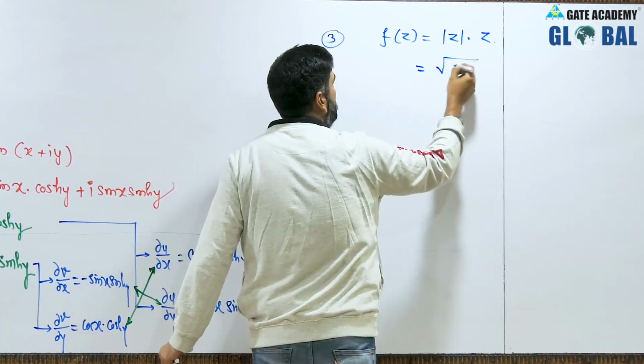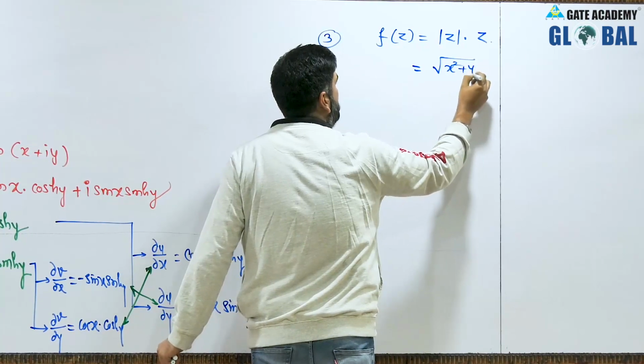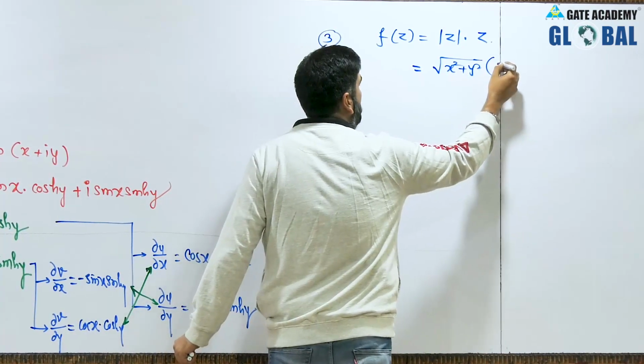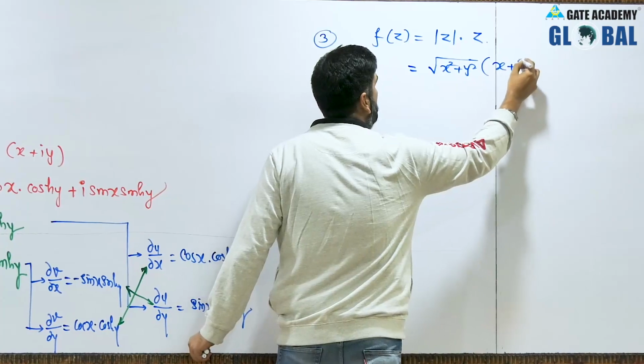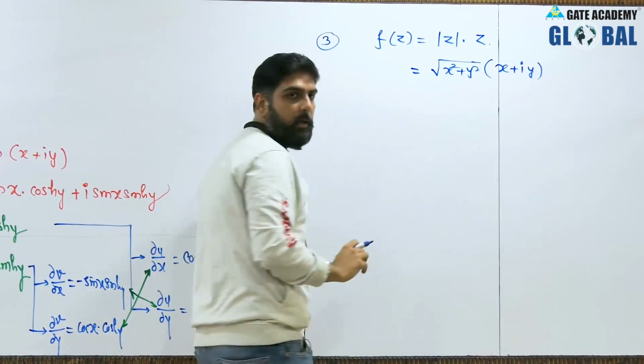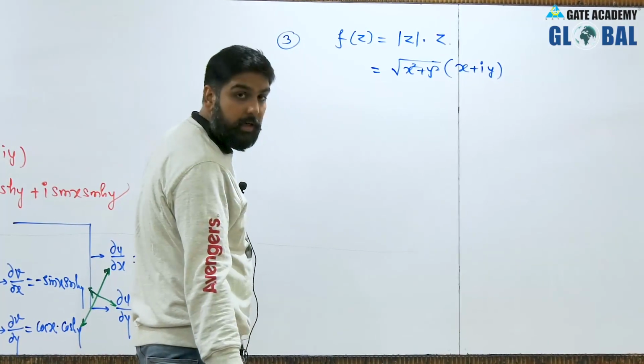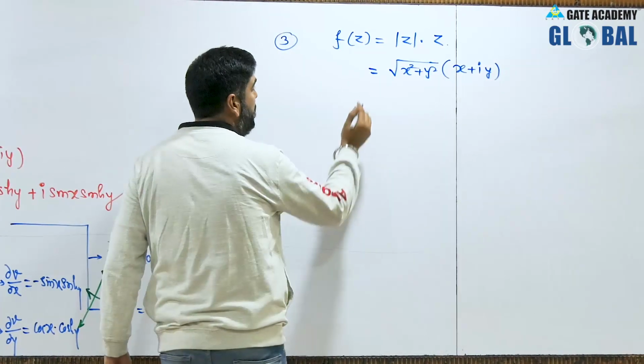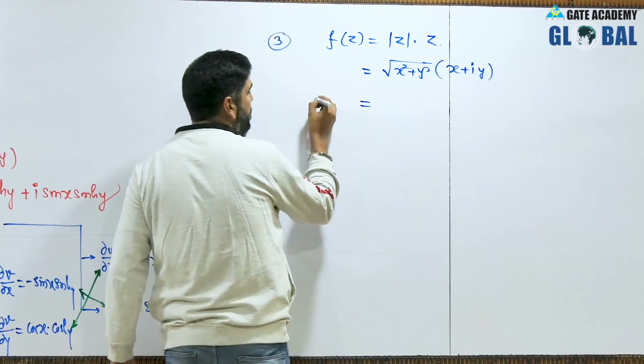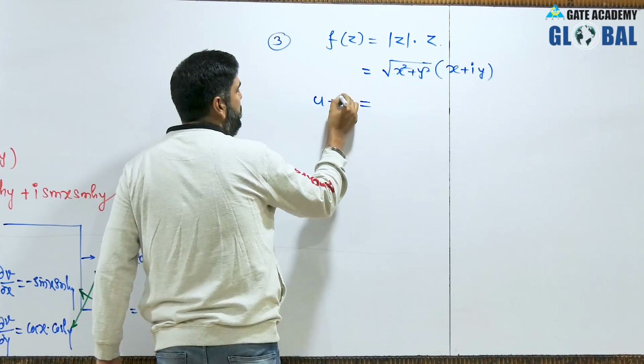It is nothing but the square root of x square plus y square, and z is nothing but x plus iy, dear students. Fine. So here let us multiply and have the real and imaginary part. So I am having the real and imaginary part like this. I am having u plus iv.